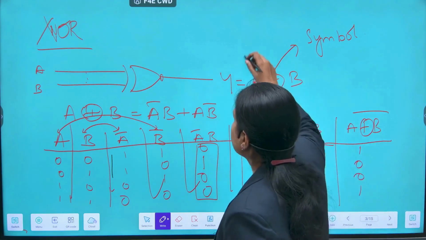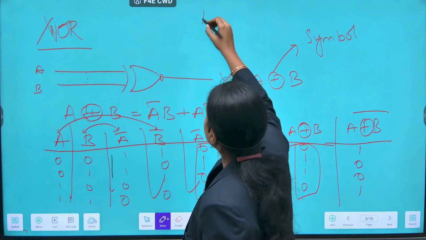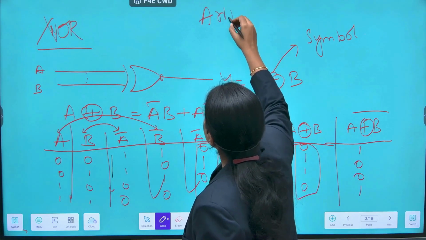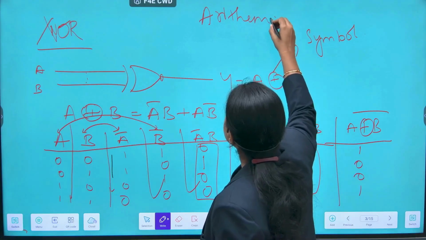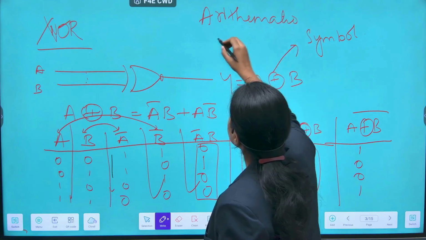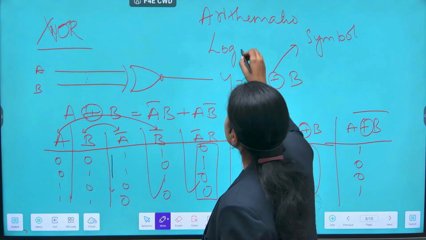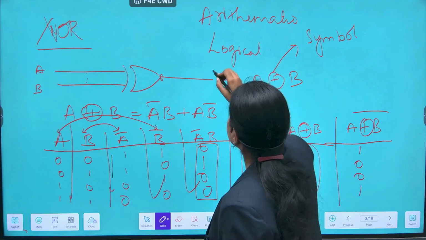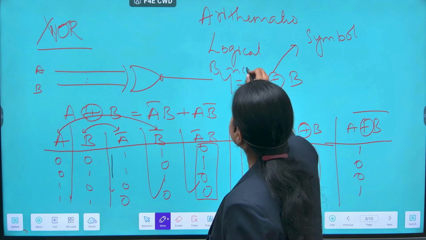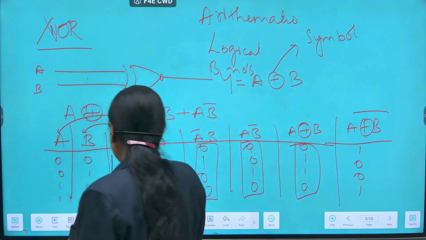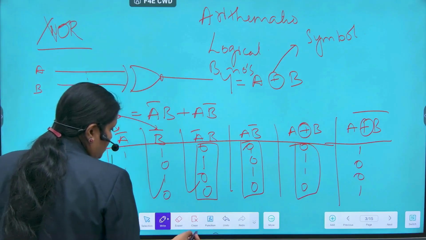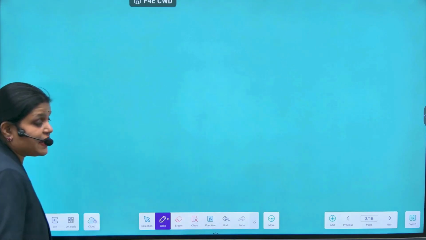So today we have discussed arithmetic operations and logical operations of binary numbers. When we talk about binary numbers, we know that we have only two symbols in binary numbers, that is 0 and 1.